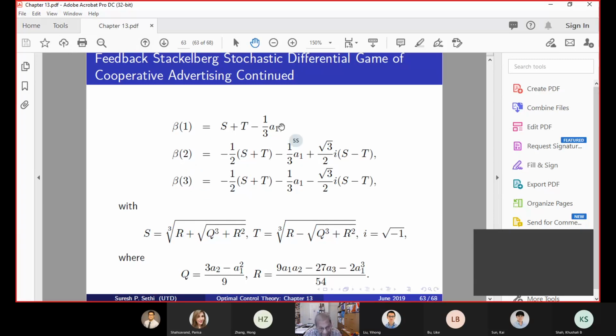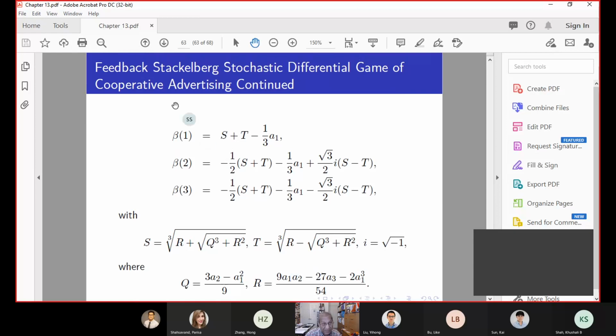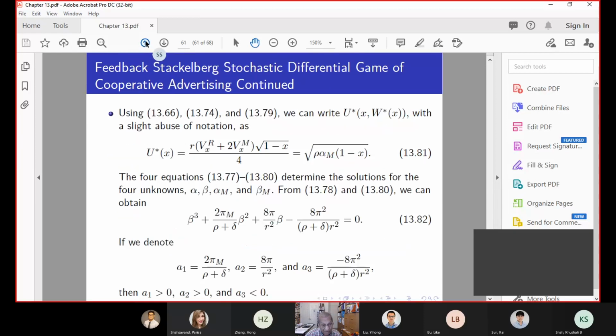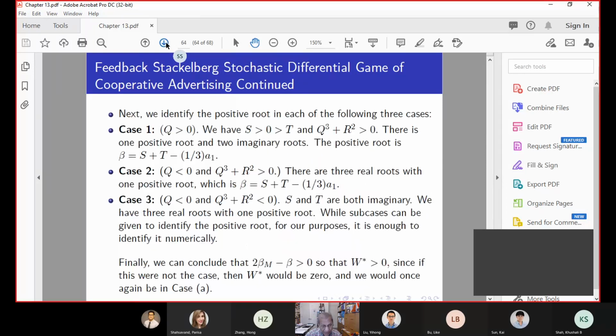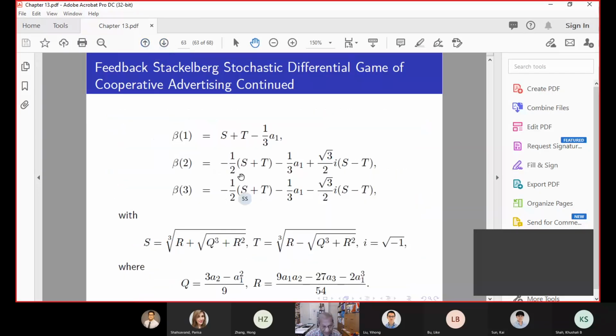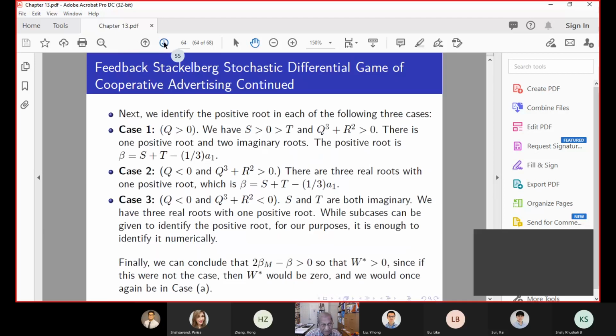Notice, you cannot say this is always positive. Sometimes this is positive, sometimes this is positive, sometimes this is positive. It depends on A1, A2, A3, and A1, A2, A3 depend on our parameters. So first we have the given parameters. From the given parameters, we find A1, A2, A3. Once we find A1, A2, A3, we find beta 1, beta 2, beta 3. And once we find beta 1, beta 2, beta 3, we identify the real root by these cases.